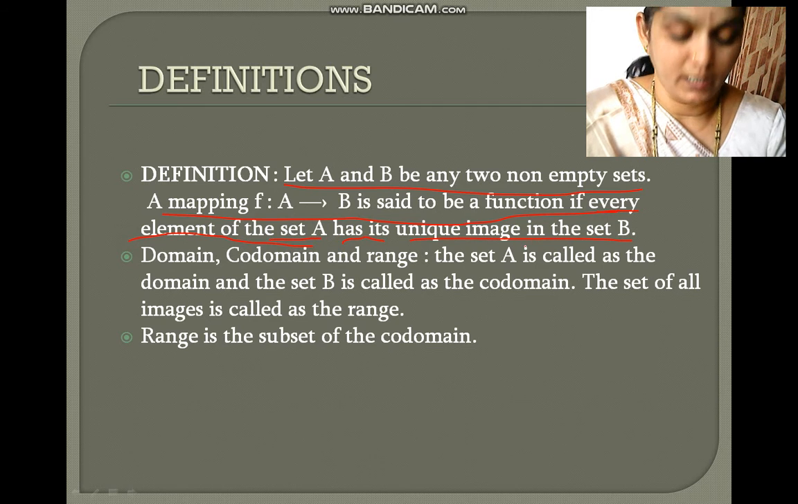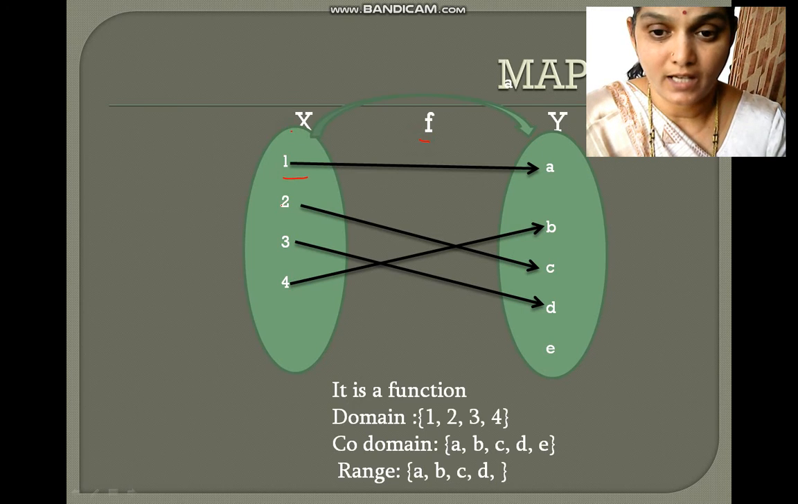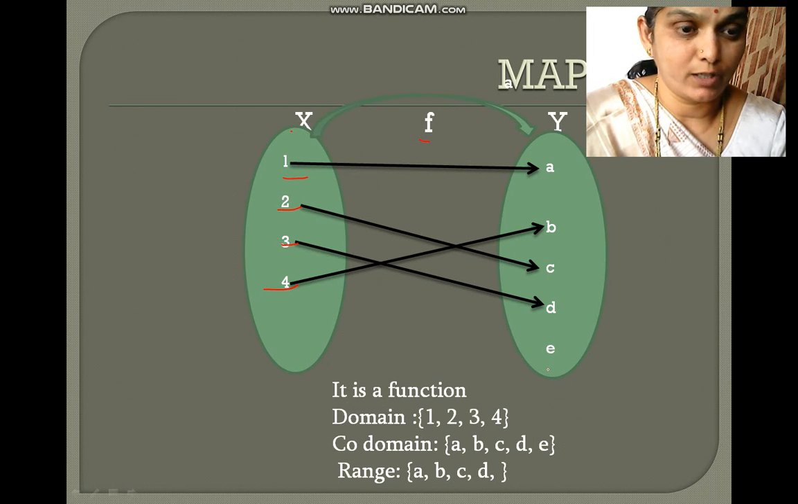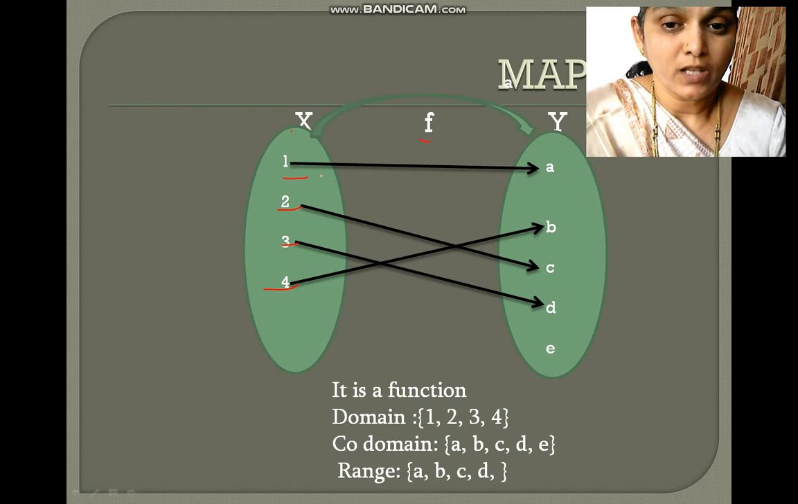This will be more clear from this mapping. Here you see, f is a function defined from the set x to set y. What are the elements of the set x? 1, 2, 3 and then 4. In the set y, we have a, b, c, d, e. 5 elements are there. Every element of the set x, they have asked. So 1, 2, 3, 4, every element, they are associated with unique images.